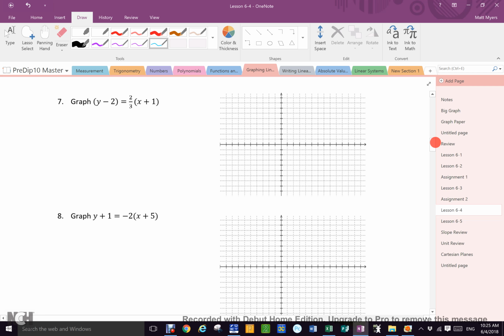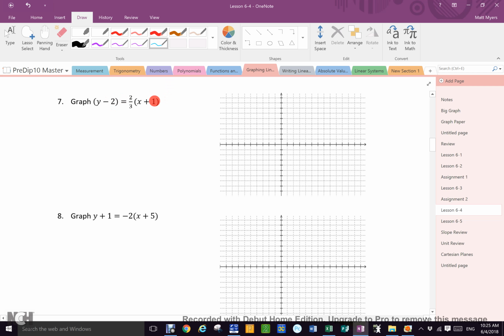Cabbages, turn your page over. What form is number 7 in? Point slope form. What do you know about that value and that value? That's where the point goes, but it has to be opposite. Why? Because Mr. Myers said so. Because the formula goes minus, so you have to switch the sign.